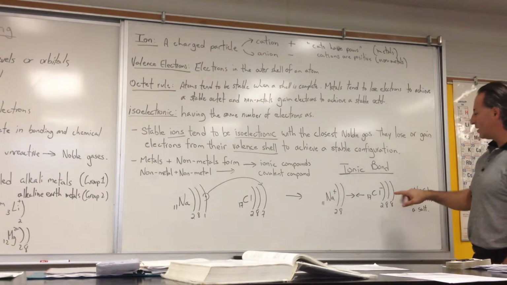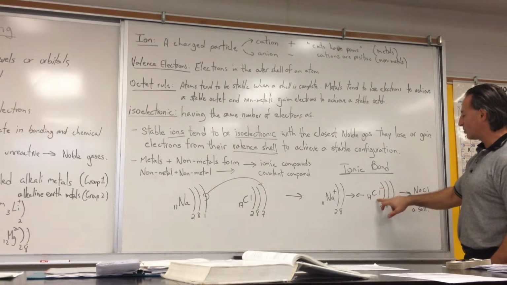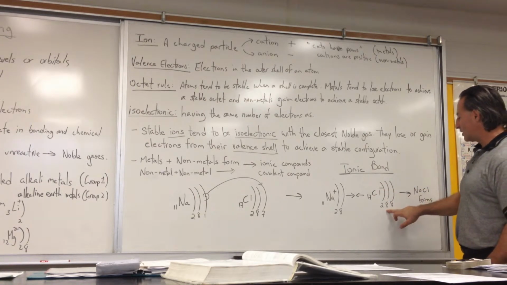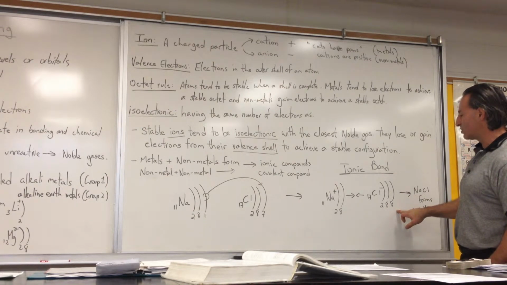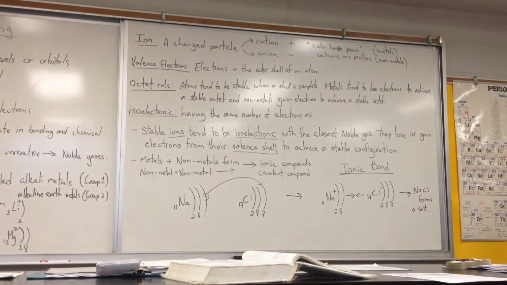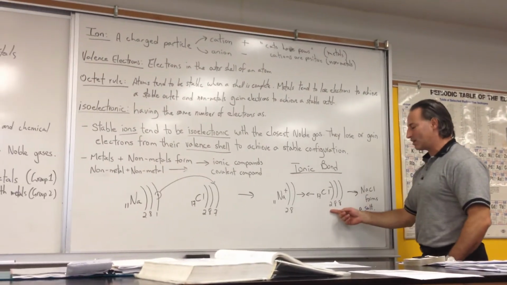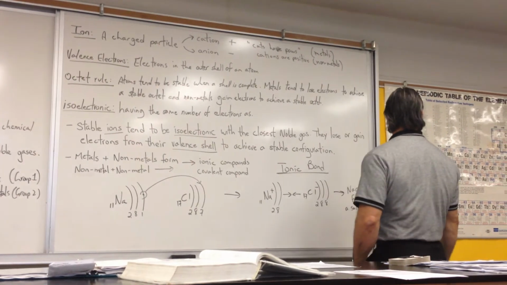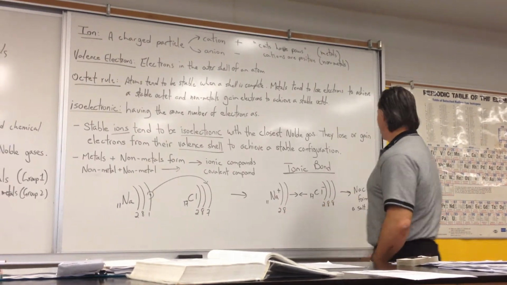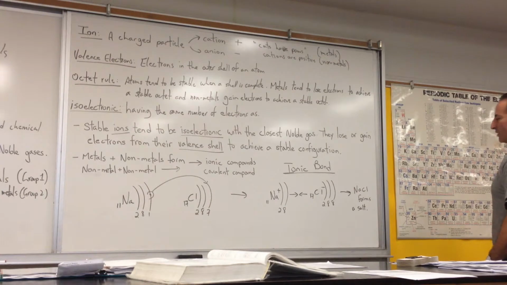Chlorine, on the other hand, will gain one electron to become chloride anion, and now it'll have a configuration which resembles the configuration of the closest noble gas, which happens to be argon. It'll be 2, 8, 8, just like argon. So chloride is isoelectronic with argon, and sodium cation is isoelectronic with neon.